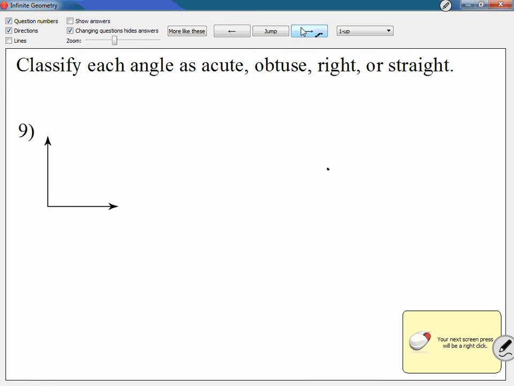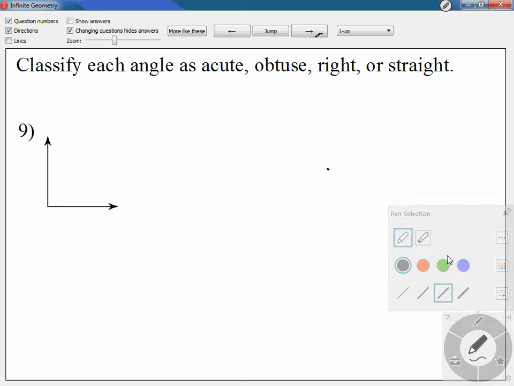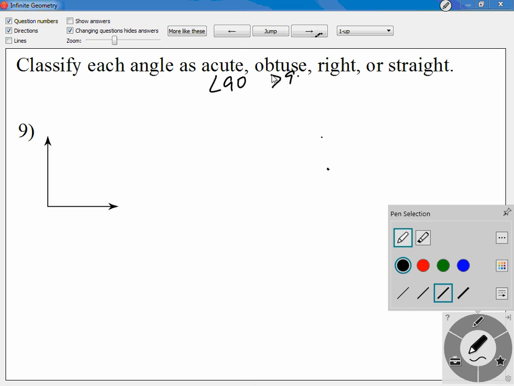Classify if each angle is acute, obtuse, right, or straight. Just for us to remember, the acute are less than 90. Our obtuse are more than 90. Our right is equal to 90, and our straight equals 180.